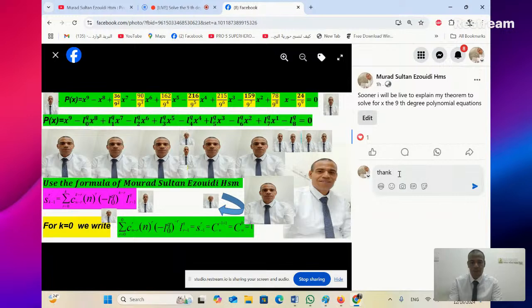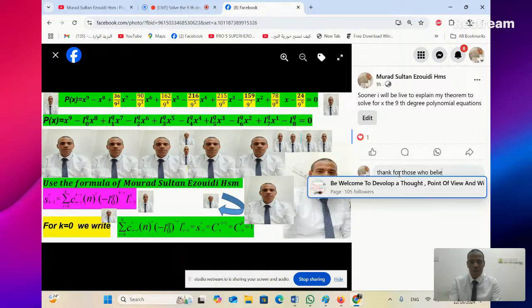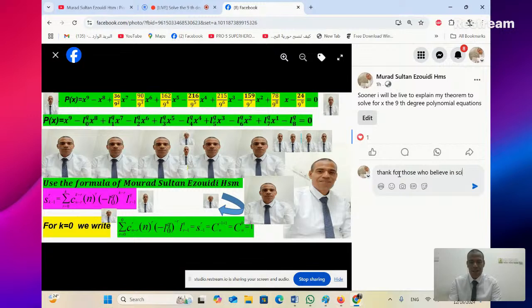Thank you for those who believe in math, in science in general, and who believe that one day they will meet or travel to the moon, as others were doing, like the China spacecraft, like the Russia spacecraft.